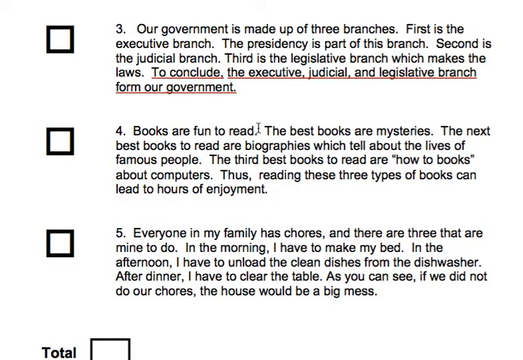My topic sentence, "Books are fun to read," is a general topic sentence. The best, the next best, and the third best are my transitions, and my clincher begins with the concluding transition "thus," followed by my comma. Reading these 3 types of books can lead to hours of enjoyment. This sentence would be a cluing clincher sentence.